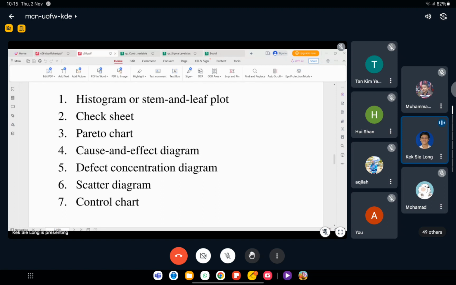When we use a computer to plot the control chart, actually in the market there are so many computer software or tools that can help us. The easiest one is Microsoft Excel. We can use Microsoft Excel to plot the control chart. Other than Microsoft Excel, we can also use Minitab, SPSS, MATLAB, Python, Statistica, Julia, R.